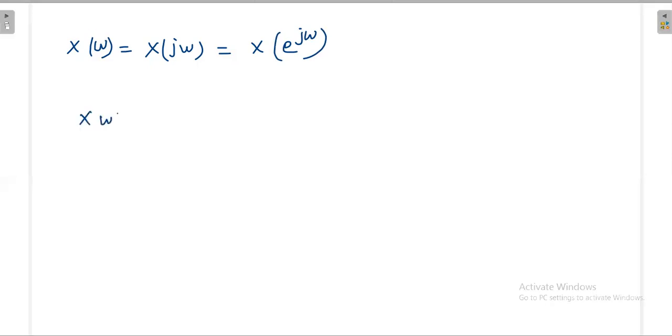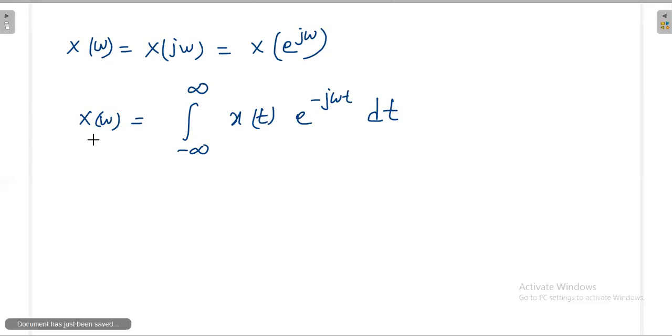If x of t is given, how do we calculate x of omega? X of omega is equal to the integral from minus infinity to plus infinity of x of t e power minus j omega t dt. Once you are given the time domain signal x of t and apply this formula, we can get the frequency domain representation x of omega. We can then analyze the spectral component x of omega.